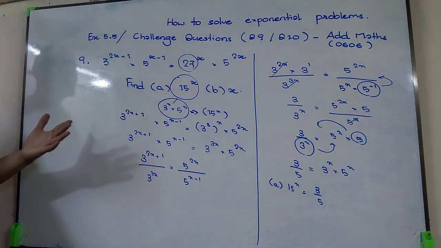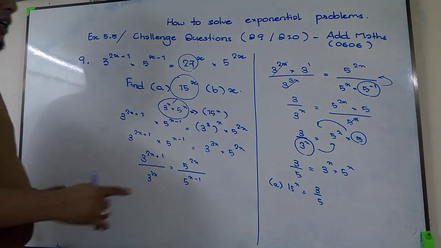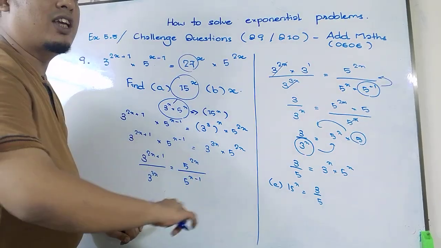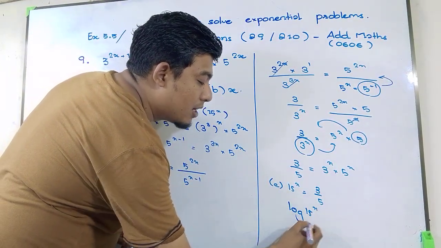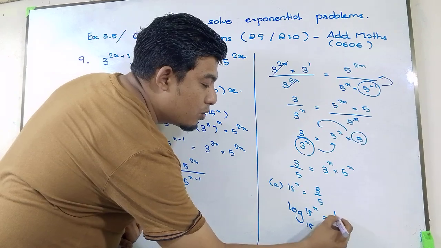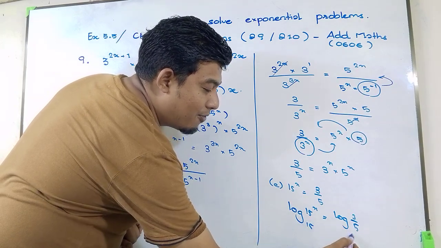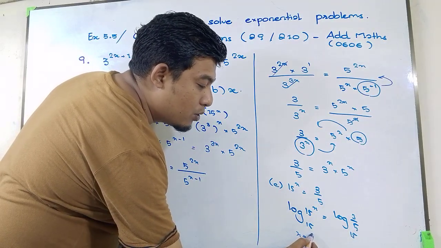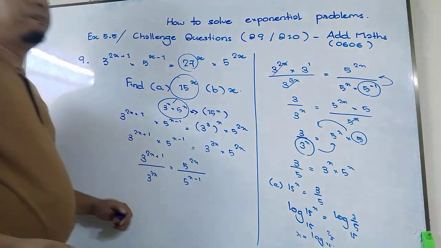For the second question, the question asks you to find x. So how will you find it? There is the base 15, so you can take log with base 15 on both sides. So log base 15 of 15 to the power x is equal to log base 15 of 3 over 5, and then the final answer is x is equal to log base 15 of 3 over 5.